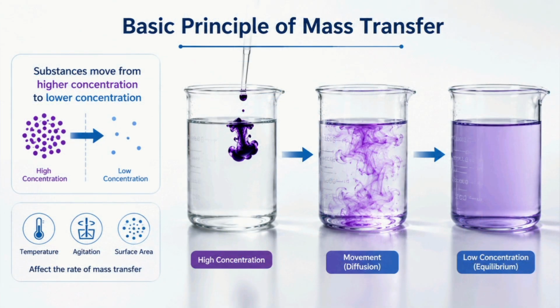Basic principles of mass transfer. The main principle behind mass transfer is very simple. Substances move from a region of higher concentration to lower concentration until equilibrium is reached. This movement happens naturally because molecules are always in motion.